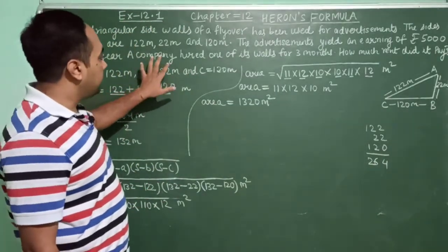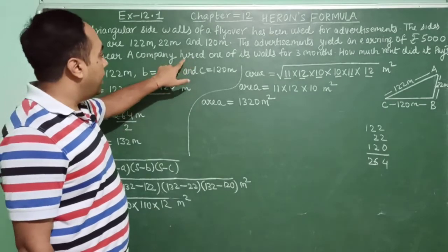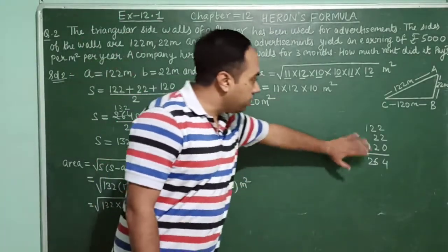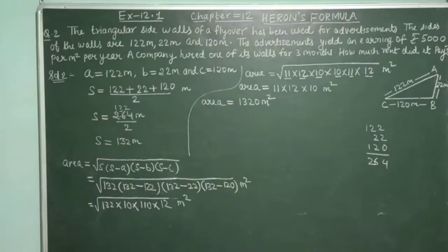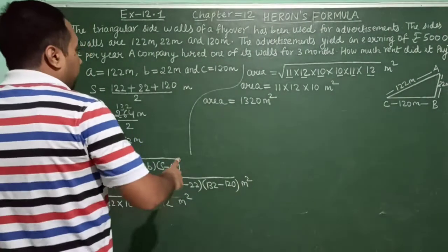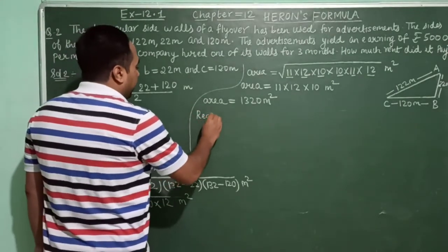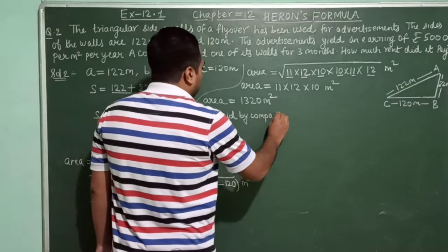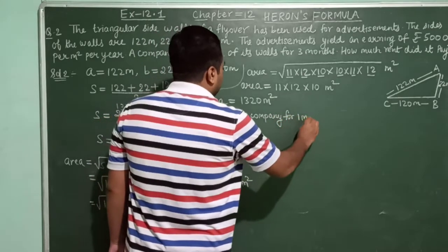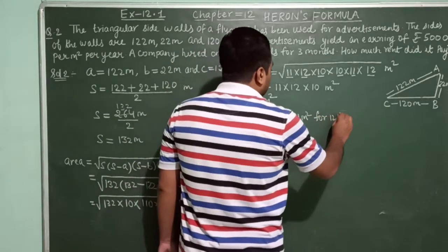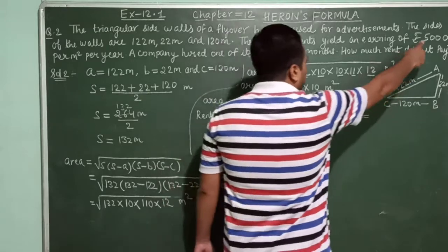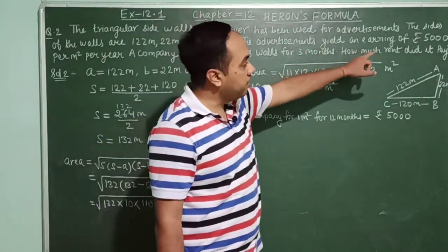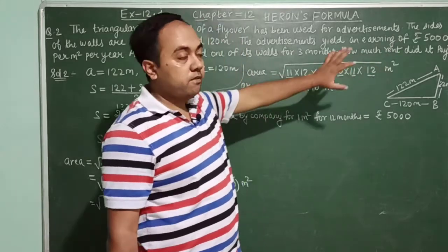Now the second part of the question is, what do we have to calculate here? Rent. How much rent was paid by the company if they hired this wall for 3 months. So the next part is rent. Before that I am rubbing this out. Now the second part of this question, first I am writing rent paid by company for 1 meter square for 12 months. That is how much? How much is it given? Rupees 5,000. In the question itself it is given that for 1 meter square the company has to pay rupees 5,000 for 12 months.